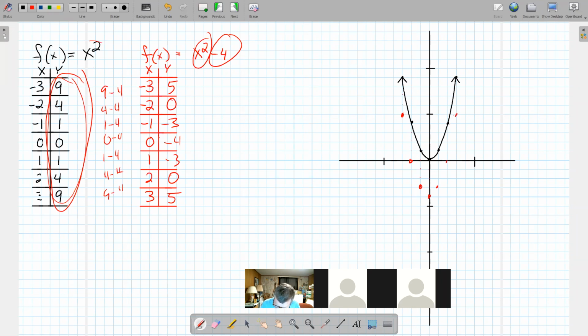Okay. And just to verify, -3, 5 is right there. -2, 0. -1, -3. 0, -4. 1, -3. 2, 0. 3, 5.